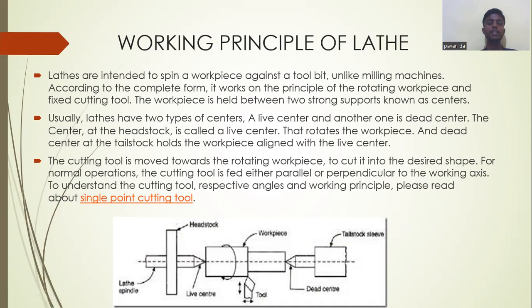The workpiece is held between two strong supports known as centers. Usually, lathes have two types of centers, a live center and a dead center. The center at the headstock is called a live center. This rotates the workpiece, and the dead center at the tailstock holds the workpiece aligned with the live center.